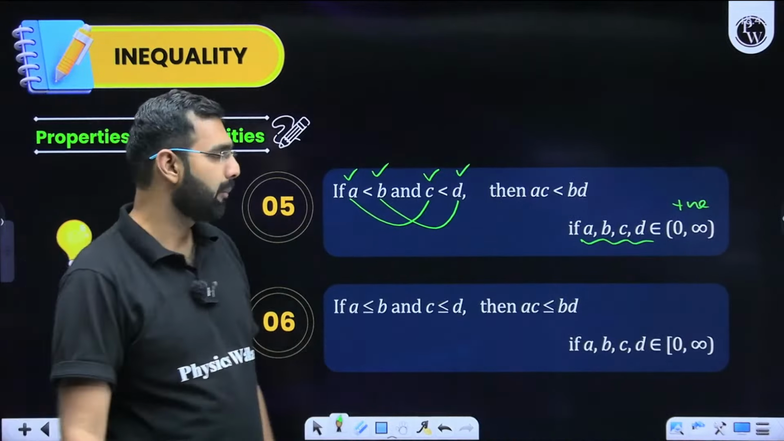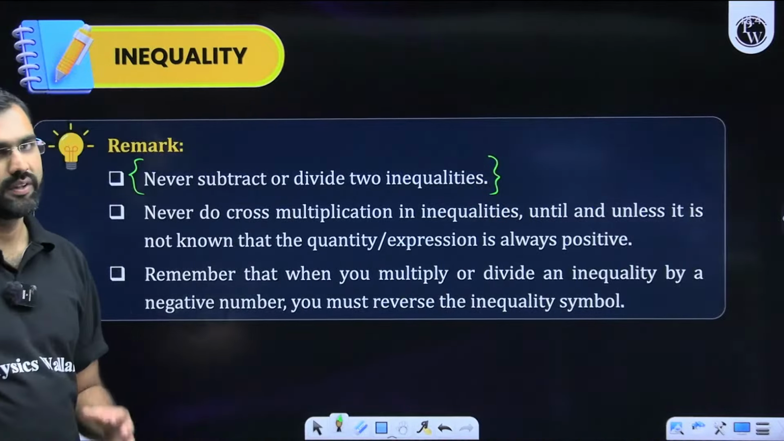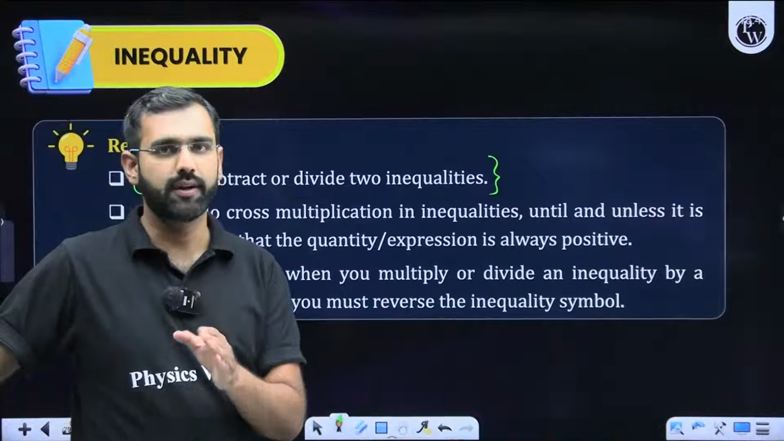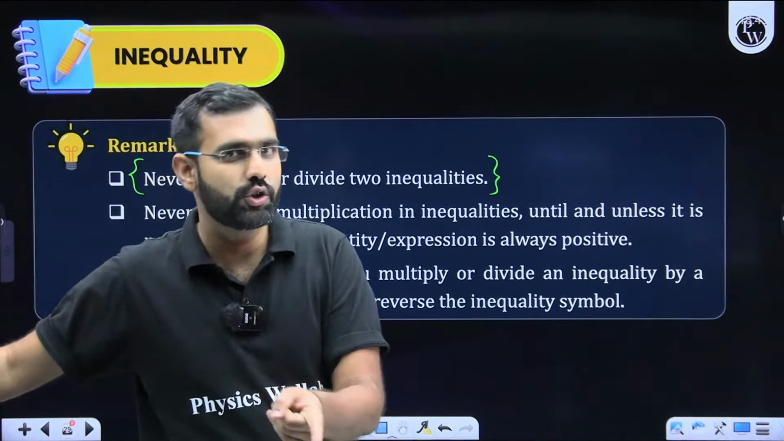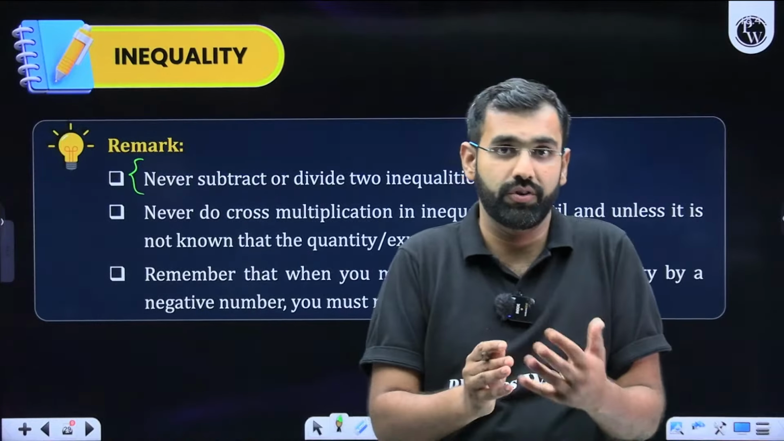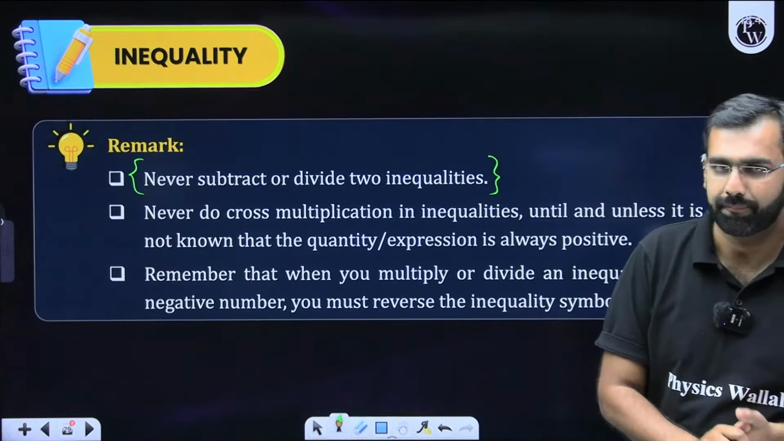Remember this, please don't do that. Subtraction or division cannot be done with inequalities. Sum and product can be done. Sum can always be done, but for product, you should be aware that the numbers should be positive. Then only can product be done. Otherwise, avoid doing it. Everybody listening and understanding this?